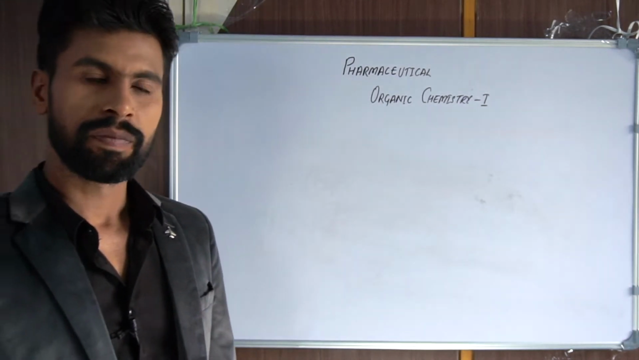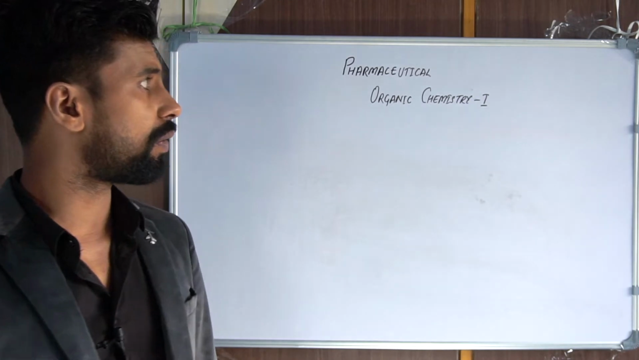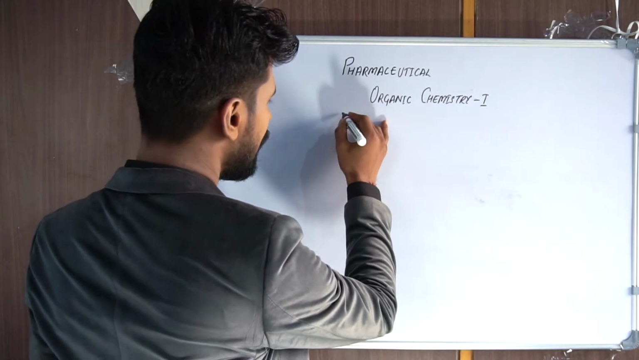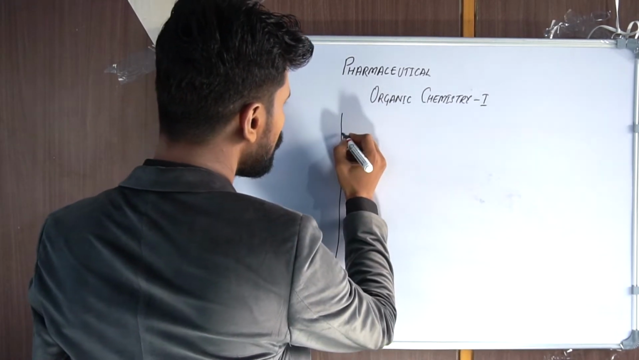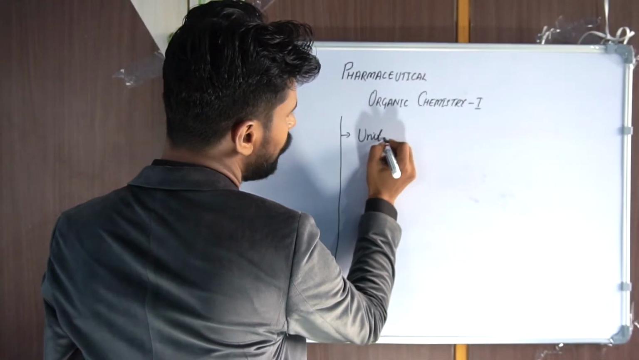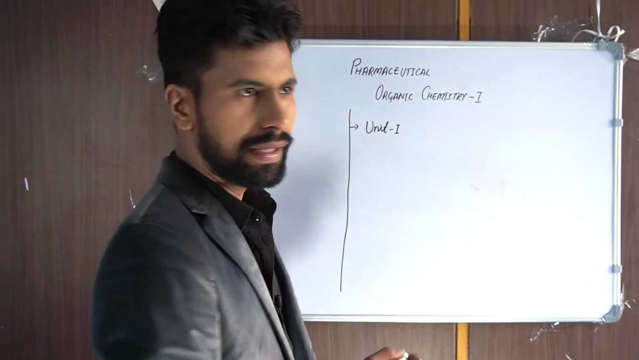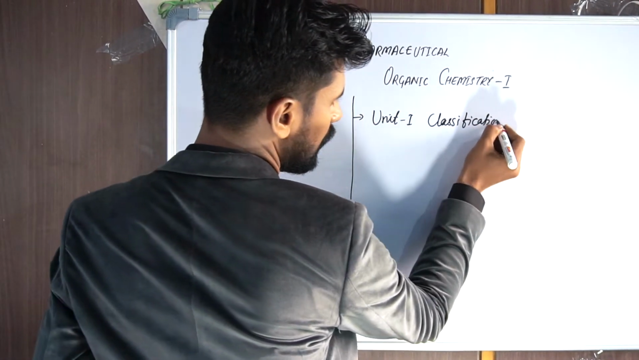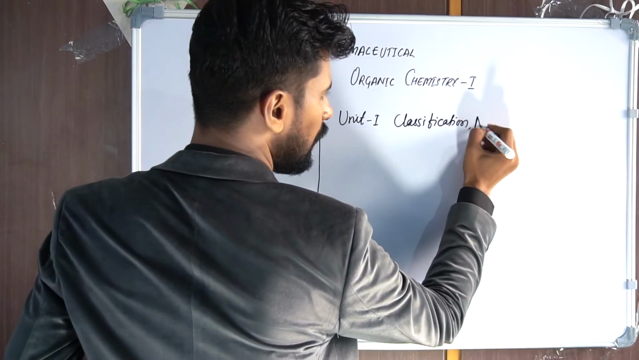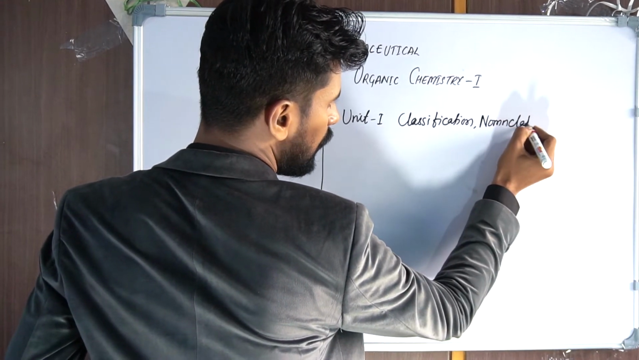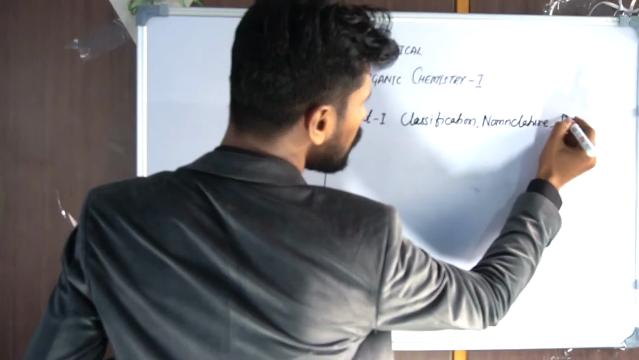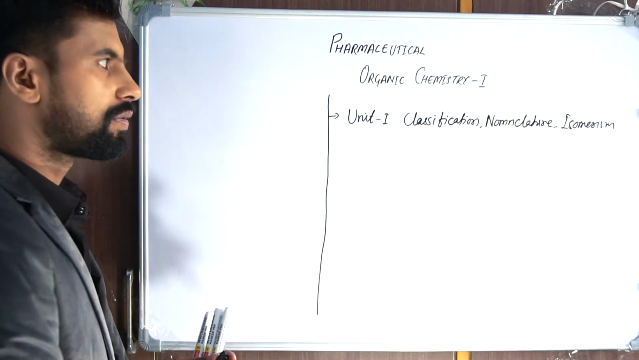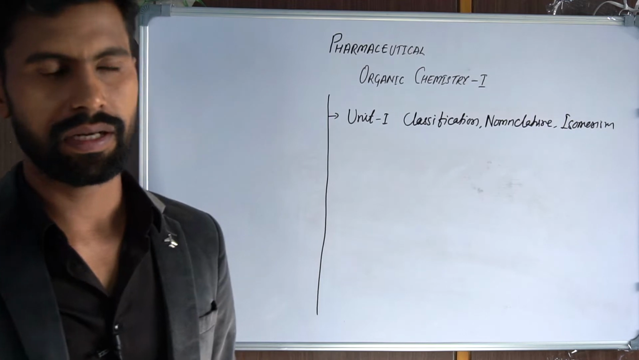So let's start. The syllabus for pharmaceutical organic chemistry is divided into 5 different units. I will write the name of the units. The first unit, unit 1, is going to explain classification, then nomenclature of organic compounds, and also it is going to discuss isomerism. Especially it is going to discuss structural isomerism.